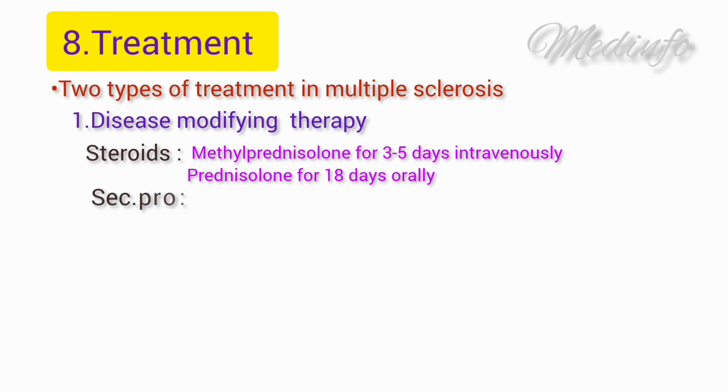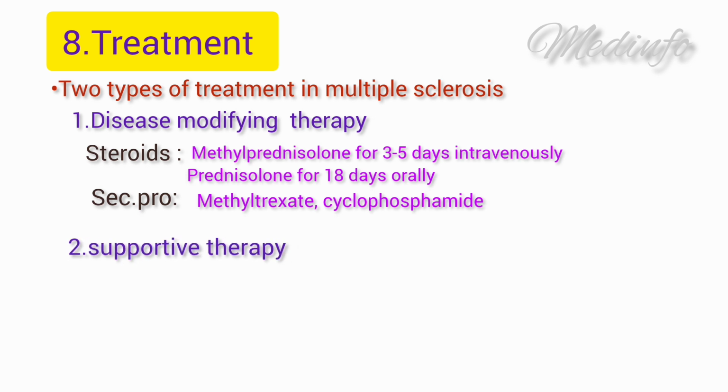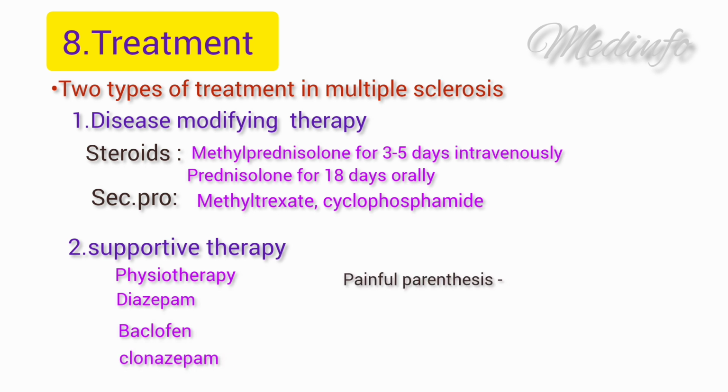In case of secondary progressive multiple sclerosis, we can use methotrexate and cyclophosphamide. For supportive therapy, we can use physiotherapy, diazepam, baclofen, and clonazepam. In case of painful paresthesia, we can use carbamazepine. In case of ataxia, we can use isoniazid and clonazepam.